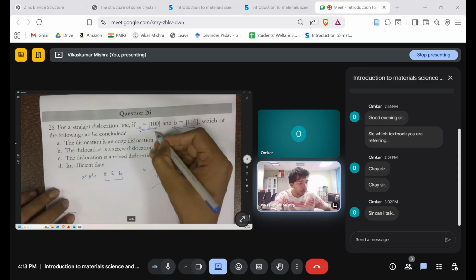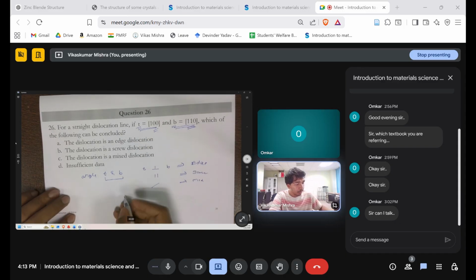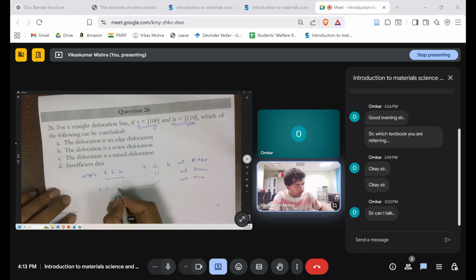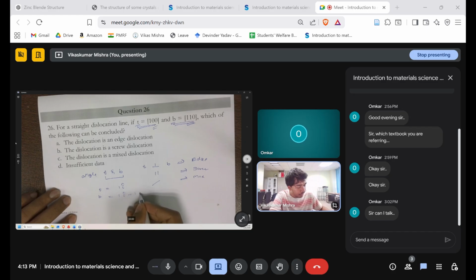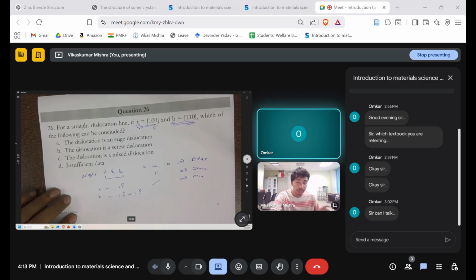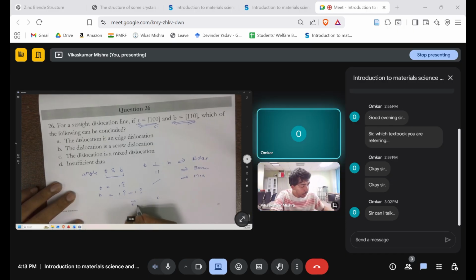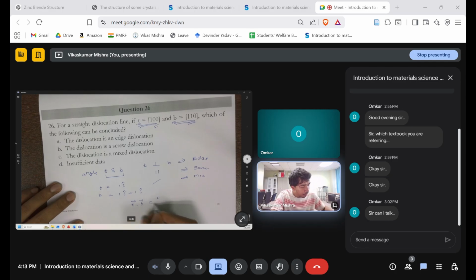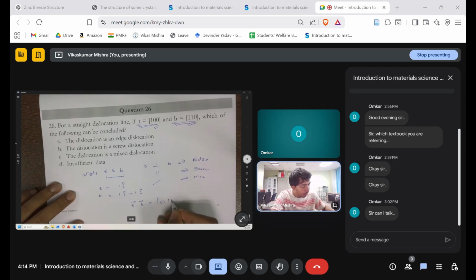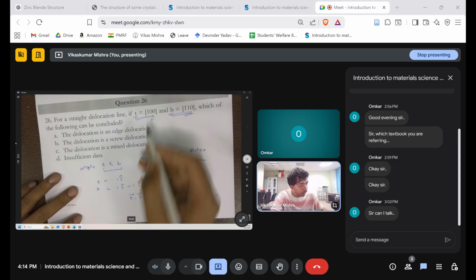Two vectors are given to us. The tangent vector is 1 i cap. The Burgers vector is 1 i cap plus 1 j cap plus 1 k cap. We can easily find the angle between them. T dot B will be nothing but mod of T, mod of B, cos of the angle between them, theta. So let's do the dot product of those.